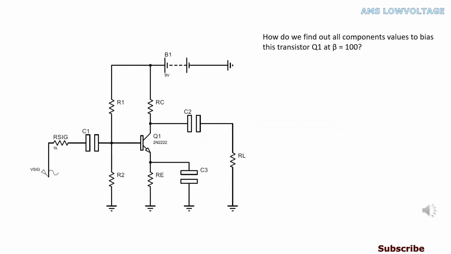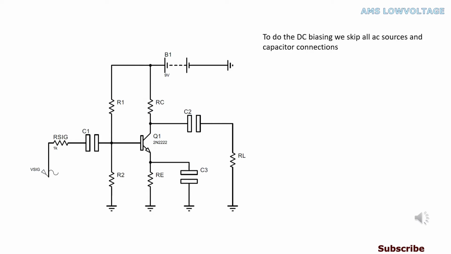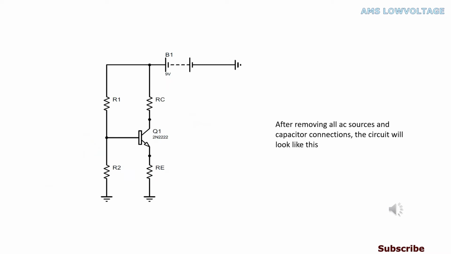Just like this. How do we find out all components' values to bias this transistor Q1 at beta equals 100? Well, let's do the DC biasing first for this CE configuration, and find out the components' values for DC biasing for this transistor at beta equals 100 and IC equals 1 milliampere. To do the DC biasing, we skip all AC sources and capacitor connections. After removing all AC sources and capacitor connections, the circuit will look like this.